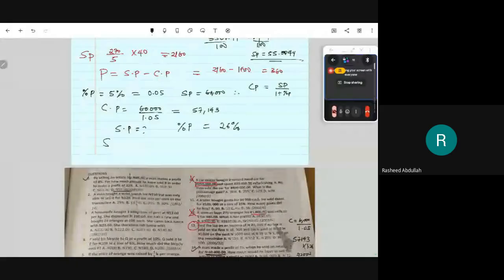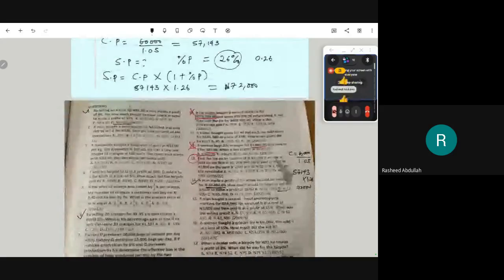Selling price is equal to cost price times 1 plus percent profit. So the cost price, which is 57,143, times the percent profit, 26%. Don't see it as 26, see it as 0.26. So add 1 to it, 1.26. That gives us 72,000. And that's how we got it for question 14. Is that clear?